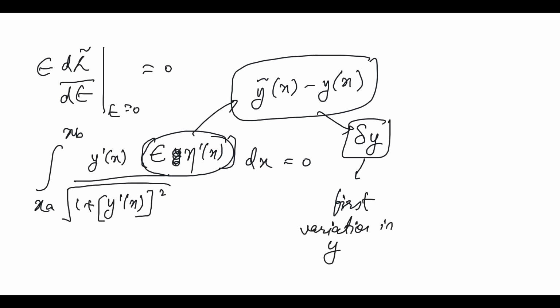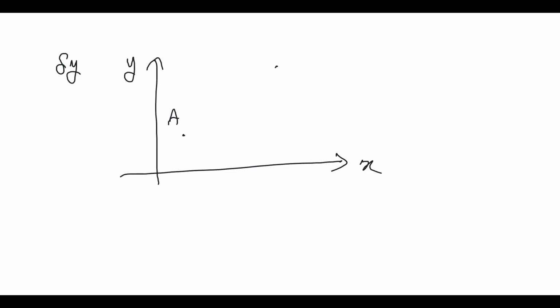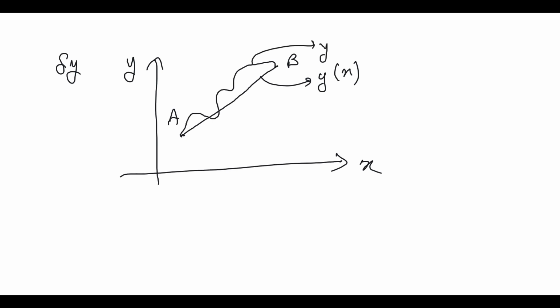So let us spend some time on this del y term. What is this del y? If you remember my original graph, if we had these 2 points, and this was the actual curve, y of x, and some arbitrary curve, I called it y tilde of x. Correct. So what is del y? It is nothing but, for a particular x, the difference between the varied solution versus the actual solution. So it means these distances, right? Let's say this is for an x1, this is for an x2.